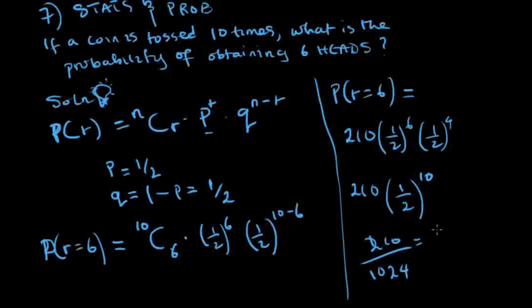So this should be 210 over 1024, which simplifies to 105 over 512, and you can keep dividing as the case may allow you to keep going. So this is the probability that 6 heads will be obtained when you try tossing a coin 10 times. This is just a little hint of statistics and probability.